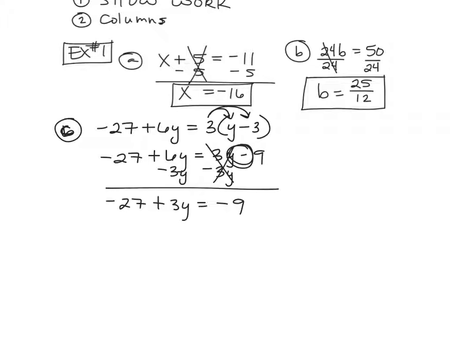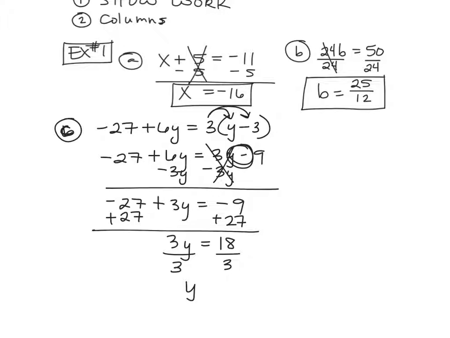Please don't forget about that negative there, okay? It's a minus acting as a negative, plus a negative, okay? Then you're going to add the 27. So you get 3y equals negative 9 plus 27. 18, good, yes, you're right. And then you divide by 3. So y is 6. Okay?